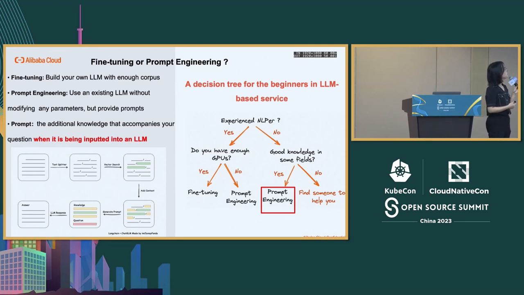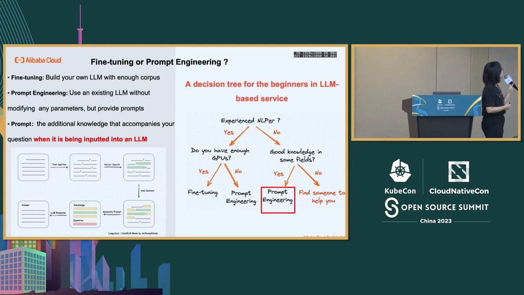The second step for us is to make a decision. For anyone who wants to build an LLM-based service, on the first day, the second step is to make a decision whether you are going to build a fine tuning project or a prompt engineering one. Here, fine tuning means you are going to build your own LLM with enough corpus, or we can say language materials.